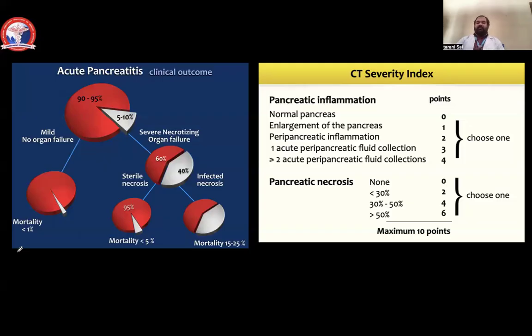There is a slight modification to the CT severity index, the modified CT severity index. In that, there is an extra point for complications of pancreatitis, like ascites, pleural effusion, walled off necrosis, pseudocyst, and so on. That is given as 2, and the others are the same.